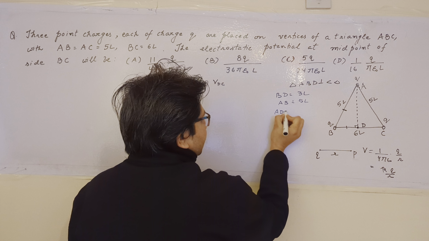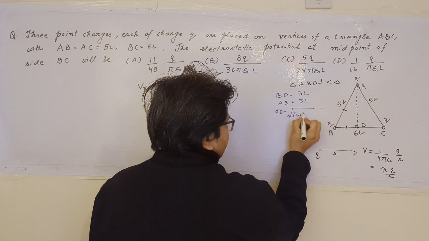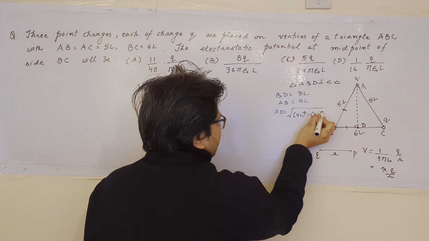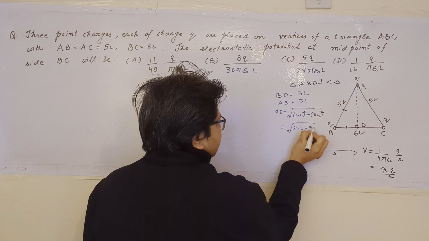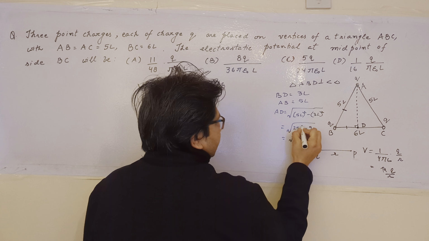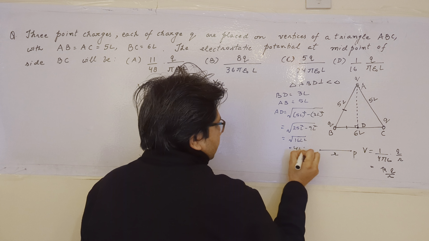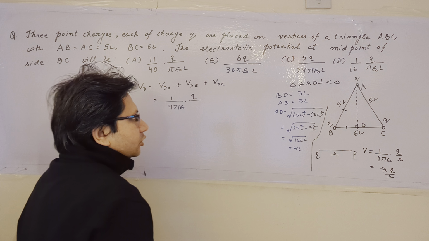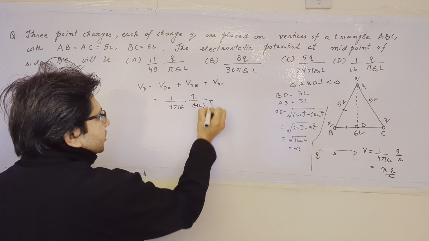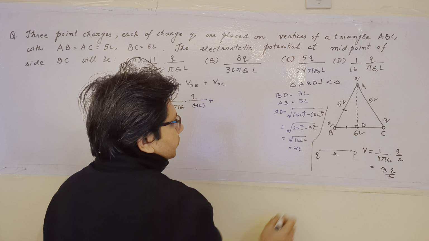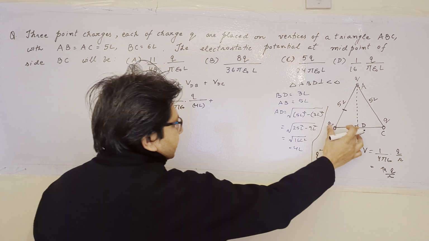From this we can calculate AD from Pythagoras theorem, which is the square root of 5L square minus 3L square. This comes out to be 25L square minus 9L square, which is equal to 16L square, so AD is equal to 4L. So we put this value, 4L, in place of r here. Similarly, for the potential at D due to point B, the distance is 3L.